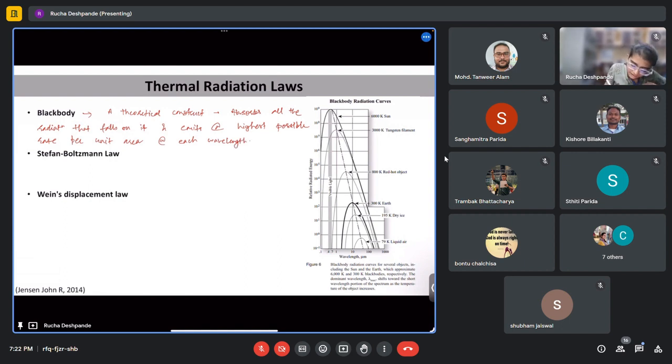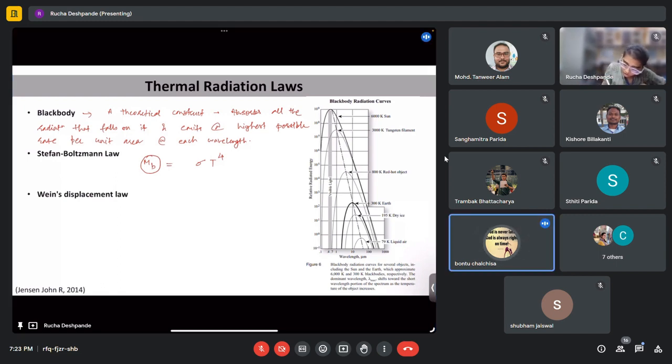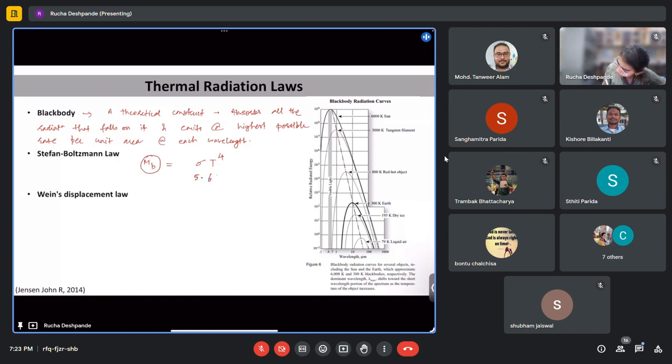And then we have the Stefan-Boltzmann law, which relates the spectral radiance exitance, which is M, to the absolute temperature of the body. So we have M is equal to sigma T to the power 4. This spectral radiance emitted by the body is directly proportional to the fourth power of the temperature. We had covered this part before also. The value of this constant is 5.67 into 10 to the power minus 8 watt per meter square.